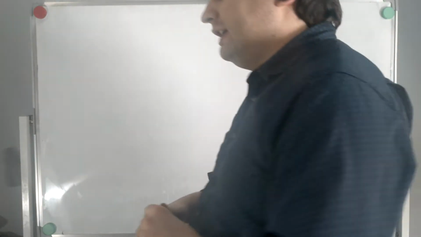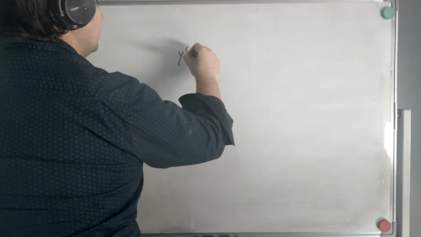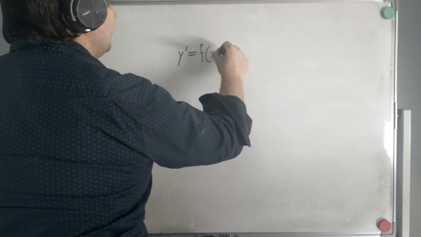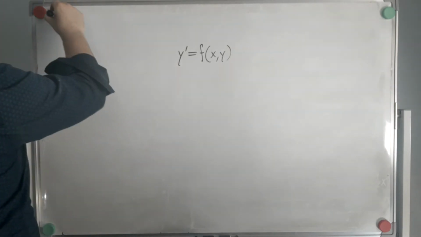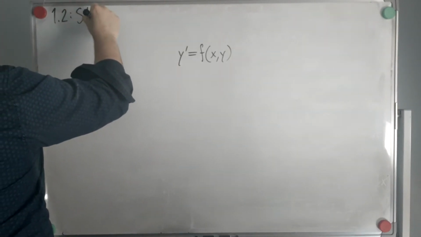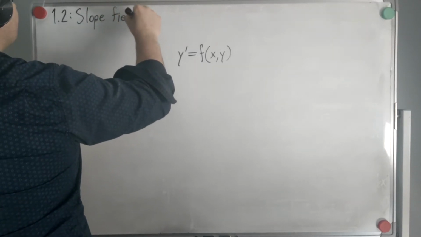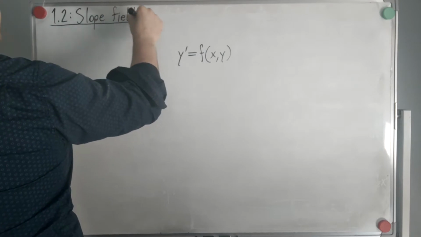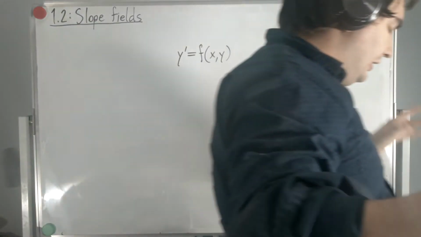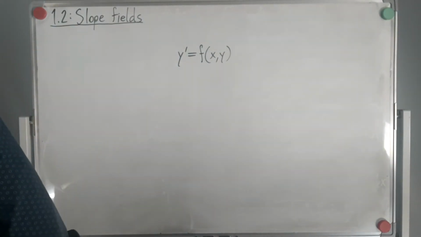So, I said in the last lecture that y prime in general could depend on both x and y. And so that's going to be the focus of pretty much this whole class. So before we get into solving ODEs that are like this, we're going to first think about how to visualize their solutions.